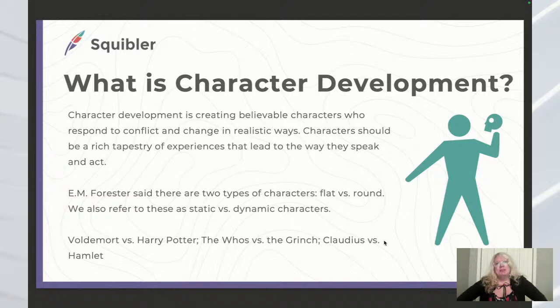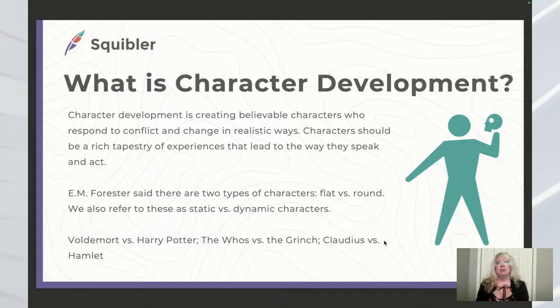So, character development is creating believable characters who respond to conflict and change in realistic ways. Characters should be a rich tapestry of experiences that lead to the way they speak and act. E.M. Forster said there are two types of characters, and we've gone with his description for a long time. He says characters are either flat and undeveloped or round, that they're believable. We also refer to these as static and dynamic characters. Static characters don't change during the course of a story or a book or a script, whereas dynamic characters do. They have a character arc and they change during the book.